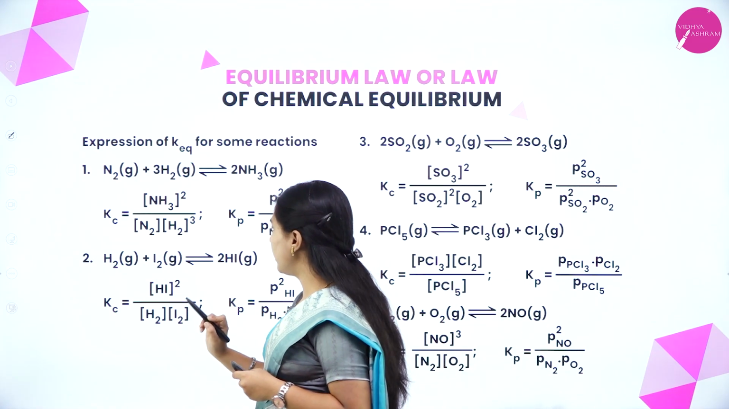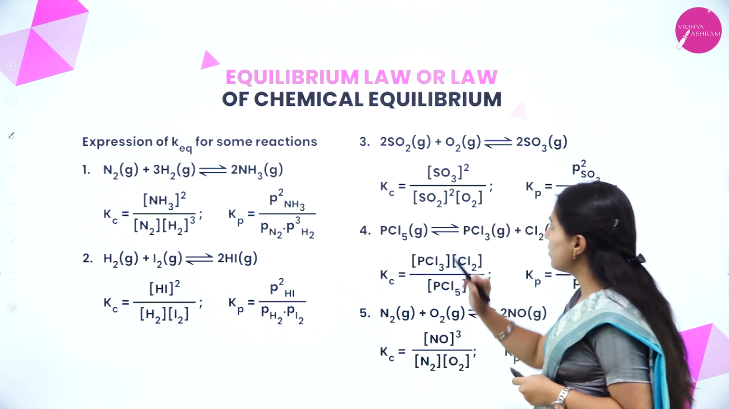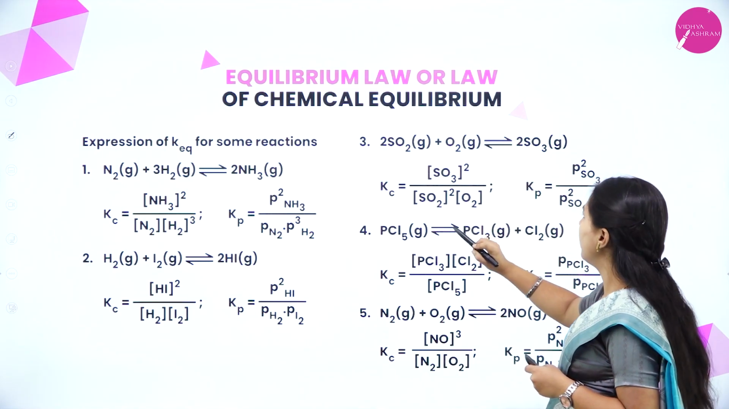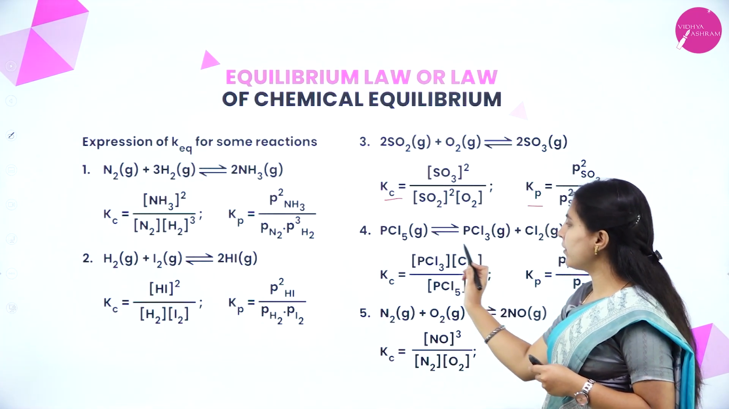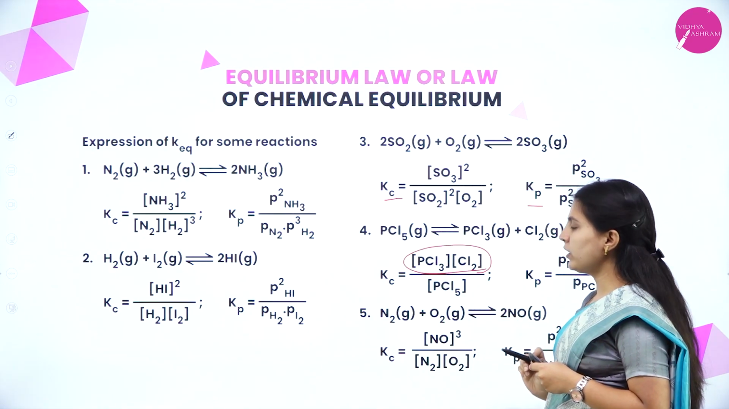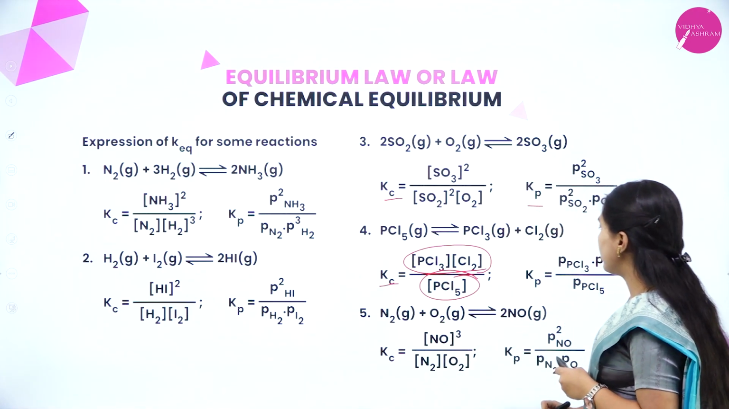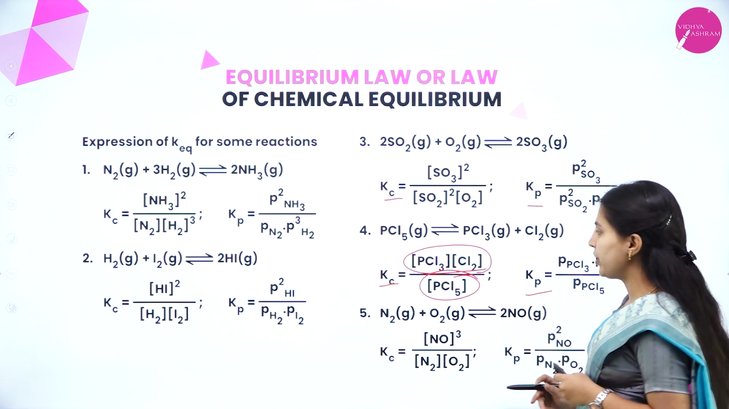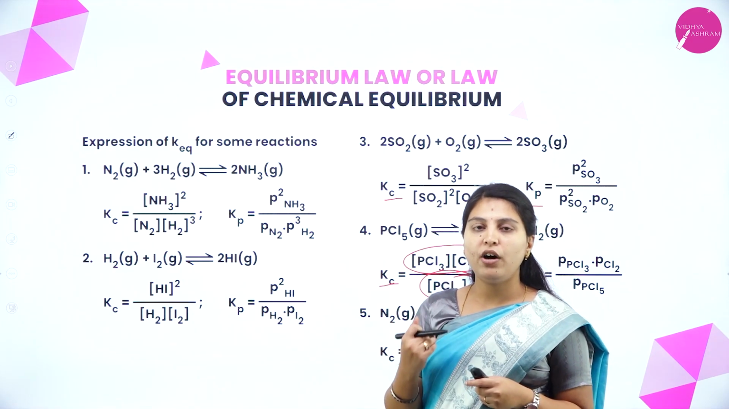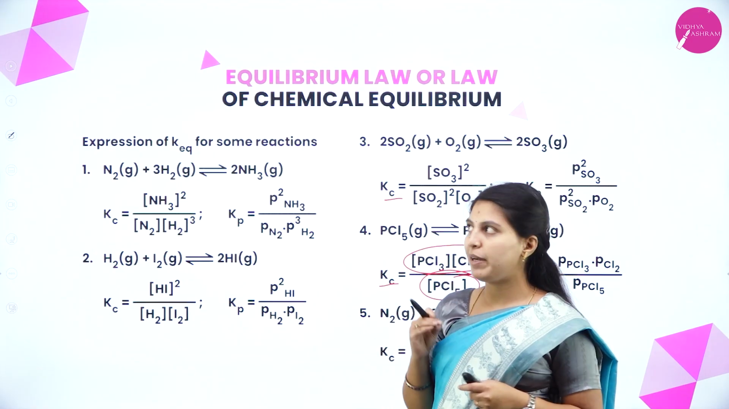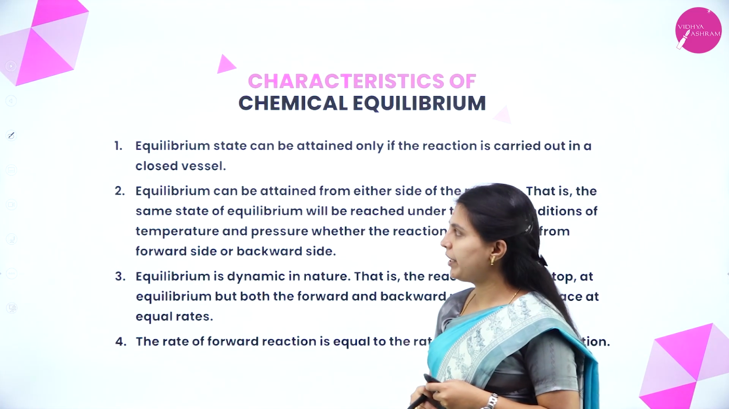Here also, hydrogen and iodine giving hydrogen iodide, by molar concentration and by partial pressure. Here also, sulfur dioxide plus oxygen giving sulfur trioxide, molar concentration and partial pressure. Everywhere you have to first write the forward reaction, that is product, concentration of product by concentration of reactant. This is with respect to molar concentration. This is with respect to partial pressures. All the 5 examples show molar concentration, partial pressure, and how you have to write the overall equation by seeing the balanced chemical equation. Next, characteristics of chemical equilibrium.